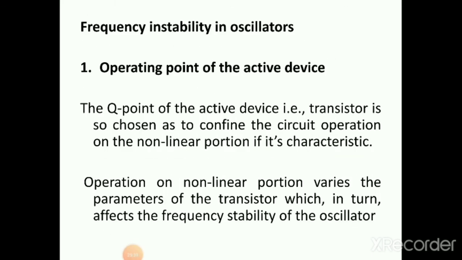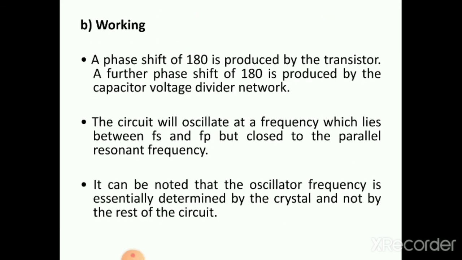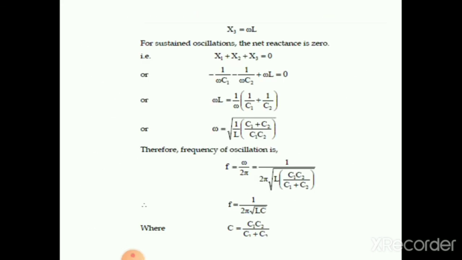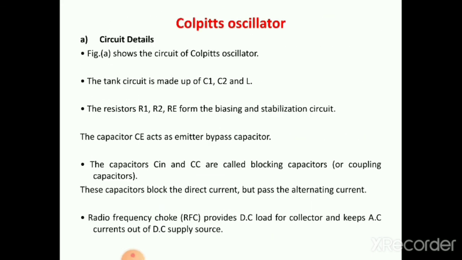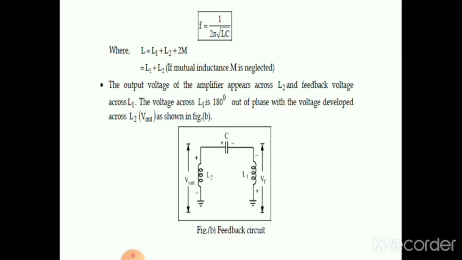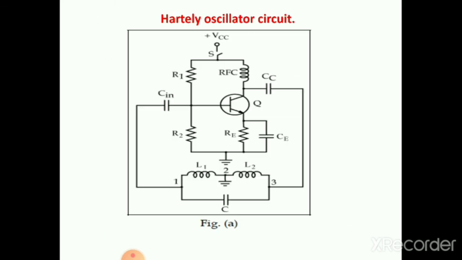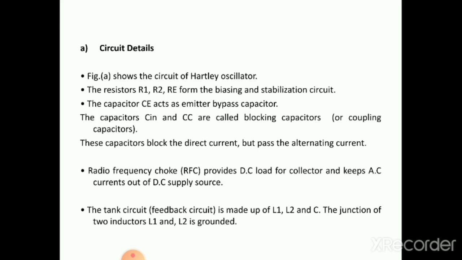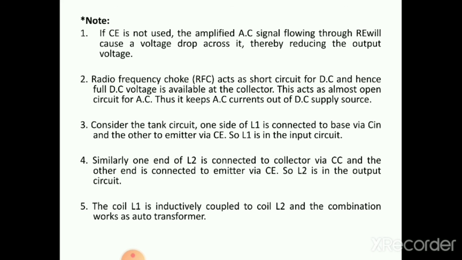Now, a quick revision of today's topics. First we saw the Hartley oscillator circuit, and we must have drawn this circuit. The tank circuit is made up of L1, L2 and C. We saw the circuit details, the same as the basic amplifier with a feedback circuit, without any input and with only a DC source.